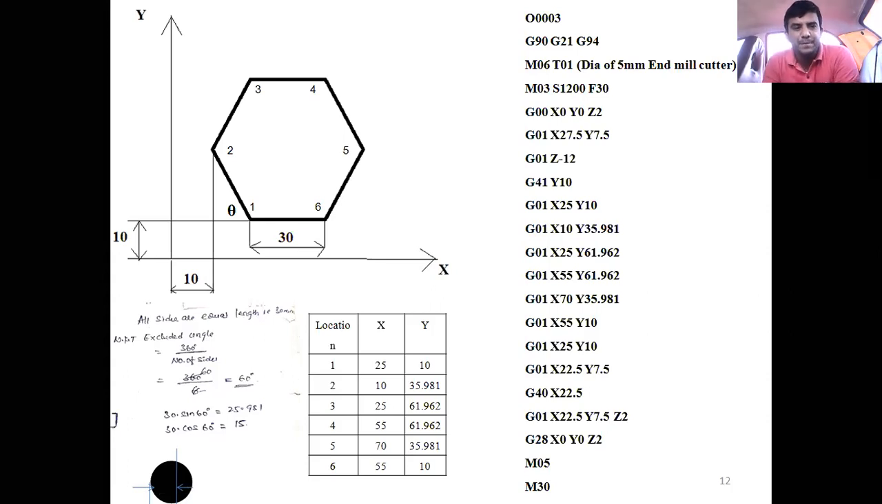If you have not understood, please clarify your doubt. Then we'll move on to the next one.